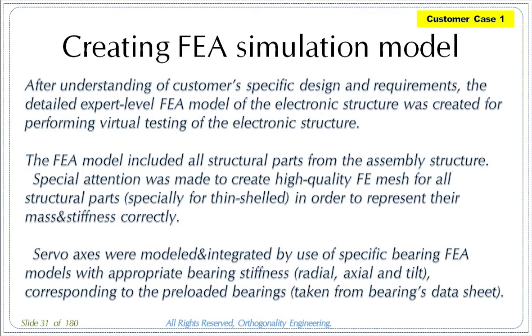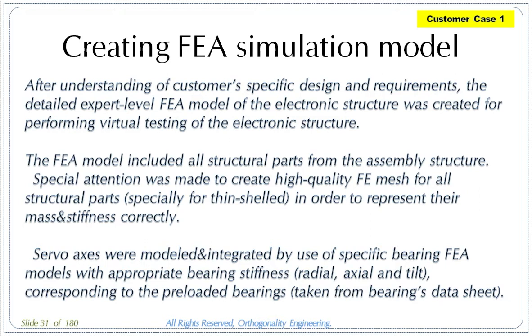Creating FEA simulation model. After understanding the customer's specific design and requirements, a detailed expert-level FEA model of the electronic structure was created for performing virtual testing. The FEA model included all structural parts from the assembly structure. Special attention was paid to creating a high-quality FE mesh for all structural parts, especially thin-shelled ones, in order to represent their mass and stiffness correctly.